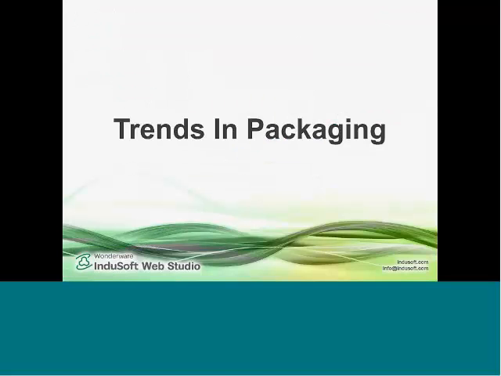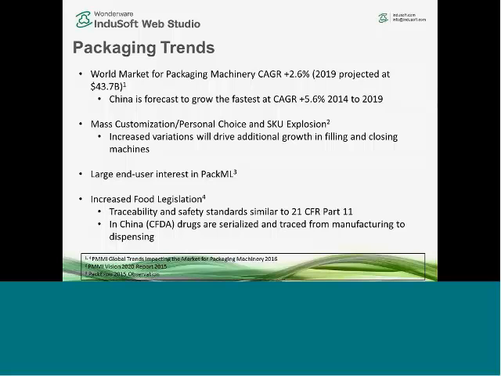So, trends in packaging. Here are some bits and pieces of information that we've gotten from different studies, reports and observations. The world market for packaging machinery is predicted to have a compound annual growth rate of just over 2.5%, and is projected for 2019 to be at $43.7 billion. So that's an annual growth rate of 2.6% in the next few years, and that's compounding. It's expected to be pretty good growth for packaging machinery. It's not a downturn, it's not stagnant, it's growth.